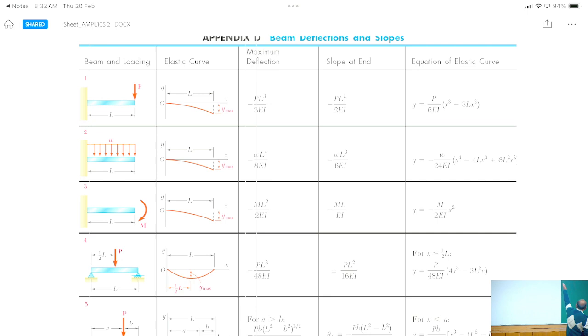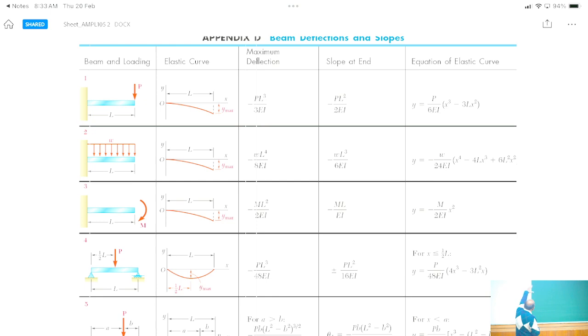If you get the same configuration, suppose you get a cantilever with a load at end P, then you can directly look at the sheet, get the maximum deflection, get the slope at the end, and get the equation of the elastic curve. Here everything is assumed to be positive. That means P is downwards, that is positive P. If P is acting upwards, then you have to put a minus sign in the formulas.